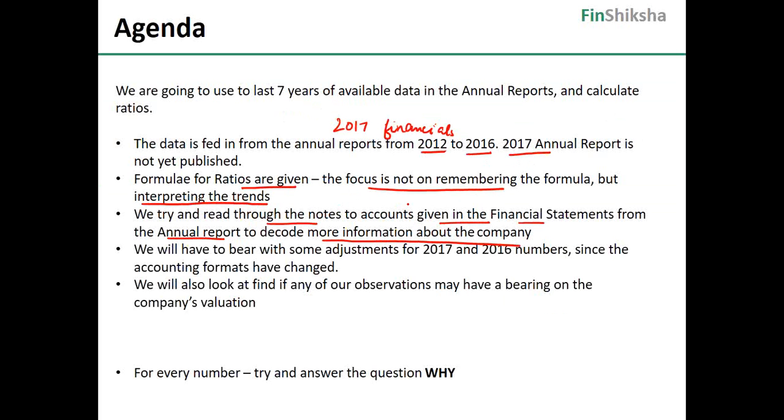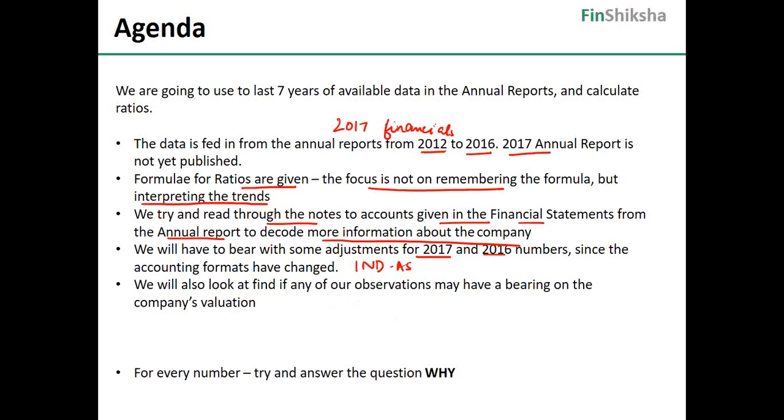Right now, we'll also have to bear with some adjustments for 2017 and 16 numbers specifically. That's because the accounting formats and the accounting standards have changed in India, and now we are using what is called as Ind AS. And there's a transition from this previous one, which was Indian generally accepted accounting principles, to this, and consequently some of the items have been rearranged. So we might see some headers which are kind of available in 2016 and 17 which were not available earlier. We have also done a few adjustments here or there from the numbers that are available in that data.